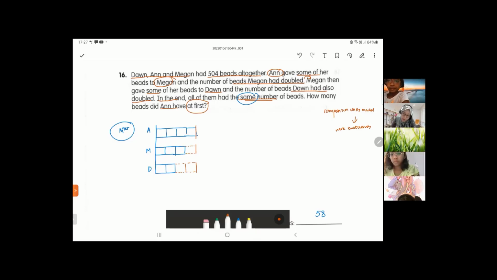But when Anne gives some of the beads to Megan, the number of beads doubles. So you can see that Megan doubled by making it into 3 parts, right? Which means Anne is missing 3 units that she gave to Megan. Let's draw 3 units here. 1, 2, 3. These 3 units are given from Anne to Dawn, sorry, from Anne to Megan. The 3 units, there's 1 here already. You just have to draw 2 more.